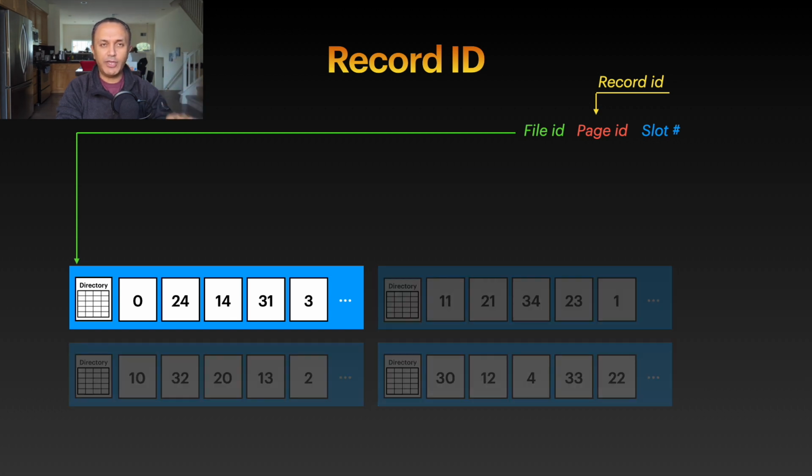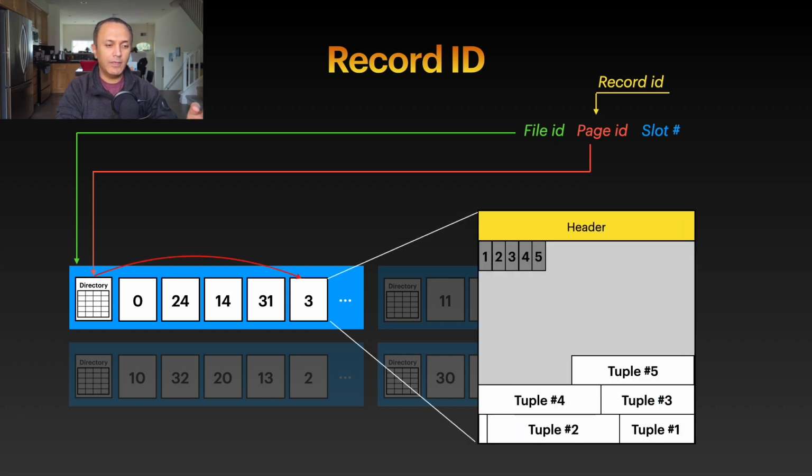Now we're going to take the page ID and look in the page directory inside that file, which will point us at the actual physical location of that page. So we can go and read that page into memory. And now that we have the page, we can take the slot number, go to that particular slot, follow the pointer, and that will take us to where the actual tuple is located.